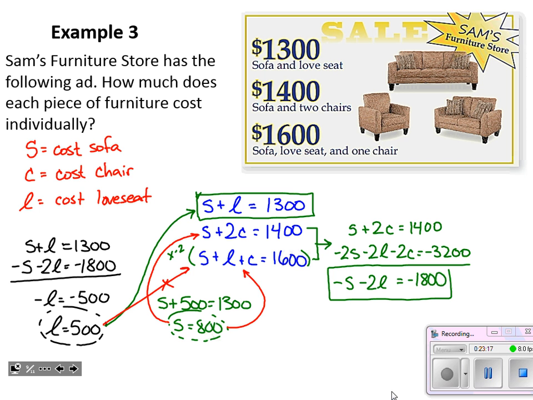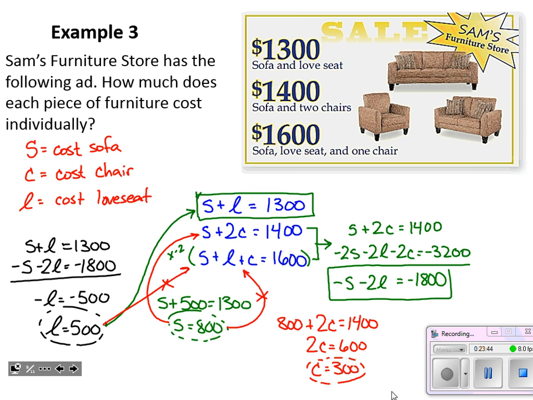the one that involves that middle equation in blue, and I'm just going to plug my S value of 800 in. 800 plus 2C. C is the only variable I don't know yet. That equals 1,400. Subtract over the 800, 2C equals 600. Divide both sides by 2, C equals 300.